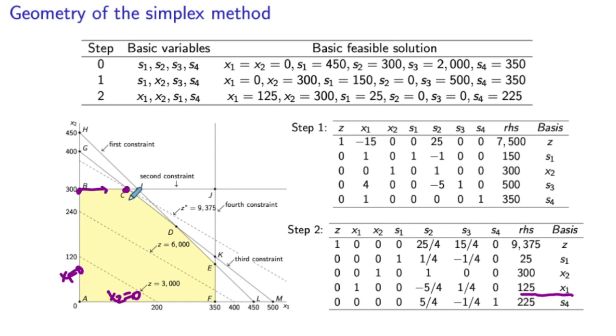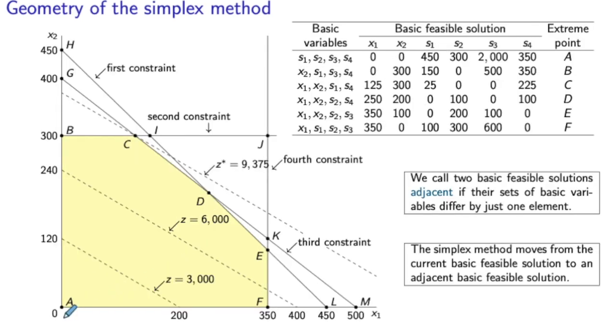So at point C, s2 and s3, the second and the third slack variables, are the non-basic variables that define this point, and the rest of the variables are basic. And we find this point C, which is the optimal point, after 2 iterations. So essentially we went from point A to point B to point C to solve this problem.